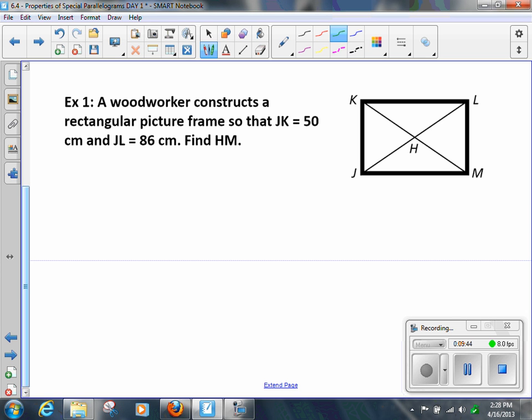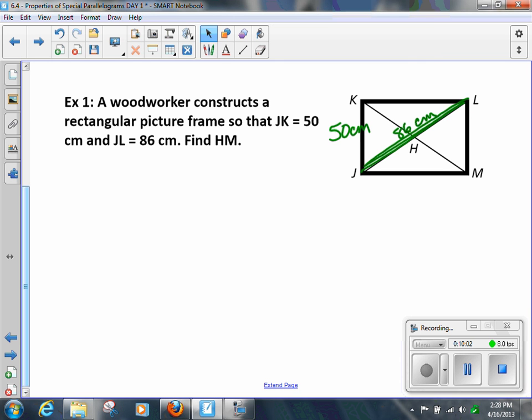Look at this one. Woodworker constructs a rectangular picture frame so that JK is 50 centimeters and JL is 86. We got to find HM. Right there. How are we going to find it? Don't say anything out loud. How are we going to find it? It's a rectangular picture frame, so what do you know?